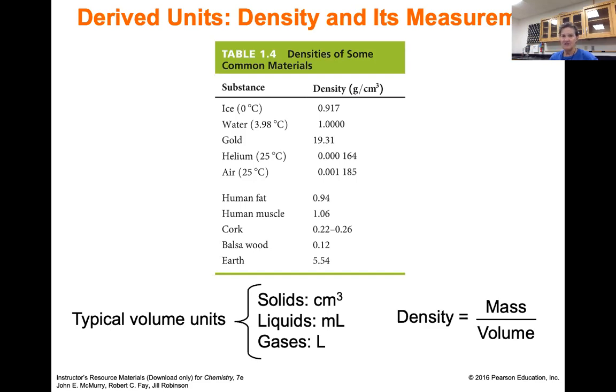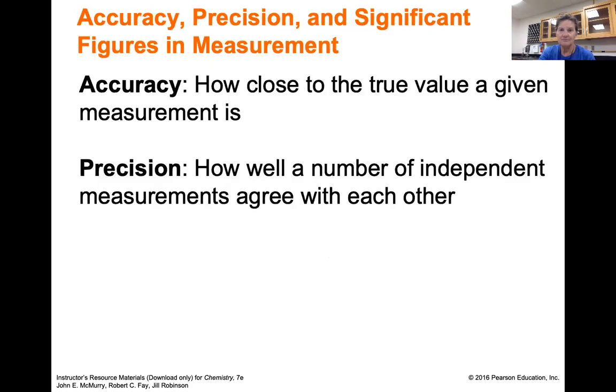Notice that a chunk of metal like gold has a lot more mass in the same volume compared to something like water. Helium and air have a much lower number of grams per cubic centimeter. So it just gives you an idea of the relative values. In each of these, we're just thinking about, if we're doing experiments, what kind of units might we use? So now, this was density.